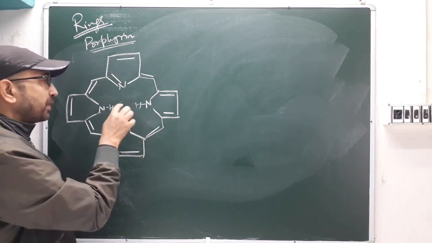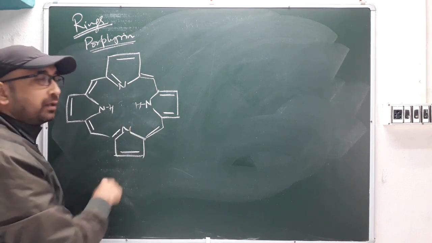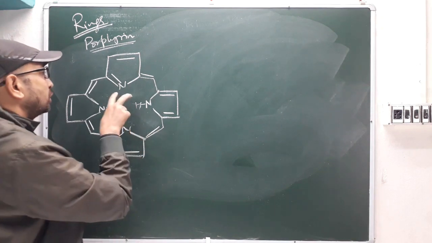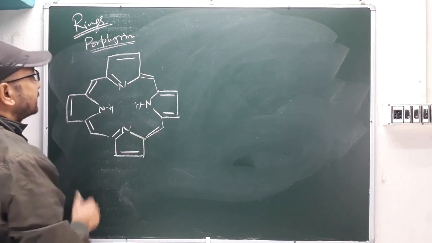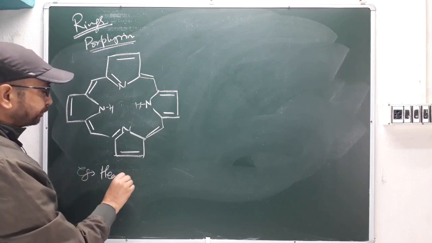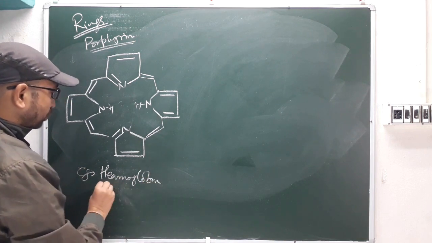So suppose I am putting iron here, then it will be myoglobin, right? It will be attached to histidine, and then on this side it will be O2 or H2O, whatever is there. So for this porphyrin ring, we can say the example where it will be found: it will be in hemoglobin, okay, myoglobin.